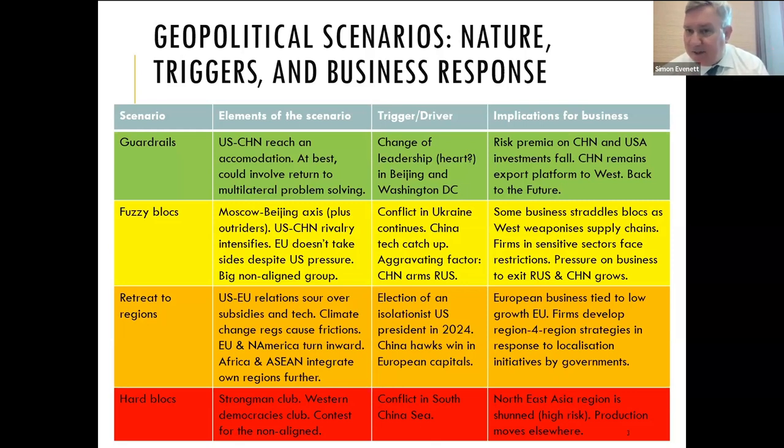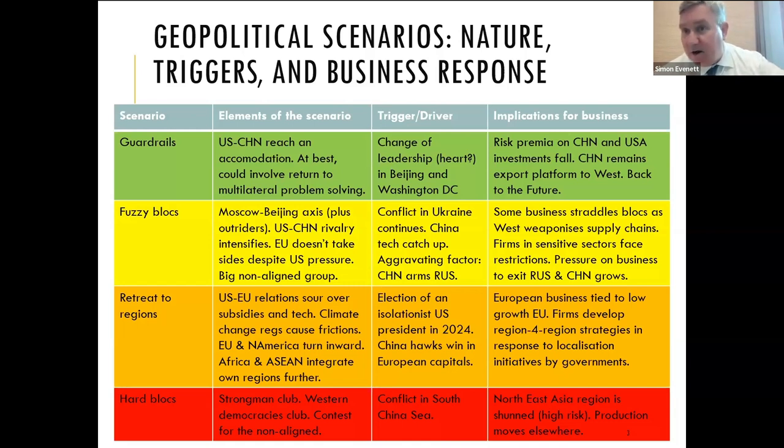To the extent that international business operates, it will be developing region for region strategies. As far as trade policy is concerned, we might have much more regional policies. That is, the EU has its own block of regulations. North America has its own block of regulations. That might make it harder to have interoperable digital policies. So data flows across borders could become more difficult. So there's a whole series of potential there for regional fragmentation, or fragmentation along regional lines. So the retreat to region scenario could easily be triggered after 2024.